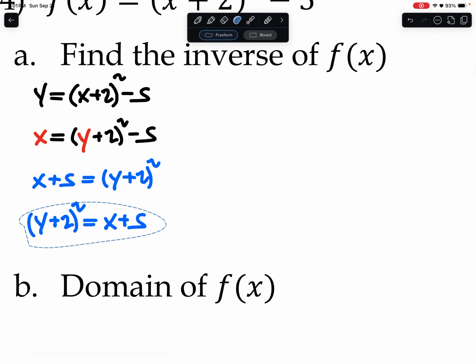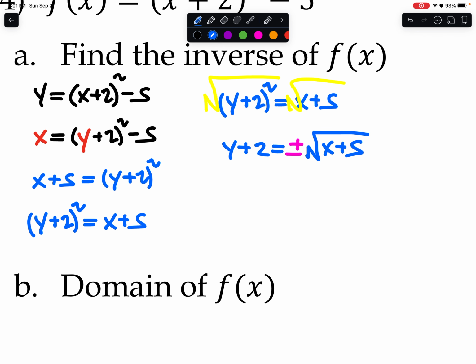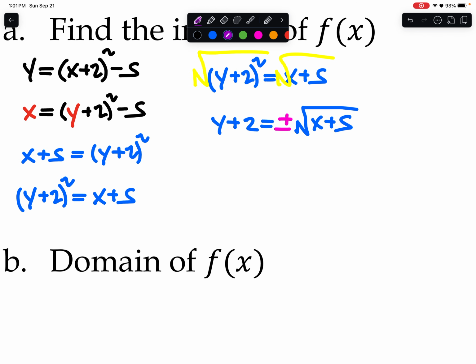So when you get here, now I need to get rid of that squared. I'm going to take the square root of both sides. But when you take the square root of both sides, what you've got to account for is the positive and the negative value. So we're going to have plus or minus the square root of x + 5. And then I need to move over that 2. So I'm going to have y equals negative 2 plus or minus the square root of x + 5.